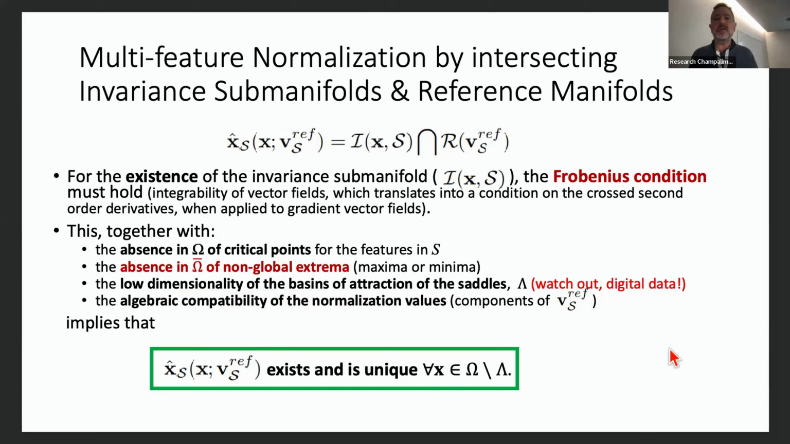When one says, okay, low dimensional, the probability is 0 because the Lebesgue measure is 0, but it's not, because you have digital data, so they concentrate on certain values. How to solve this is not a big deal. You just need to add a small perturbation. So if all these things hold, then the normalization exists and is unique, just removing this subspace of the basin of attraction of the saddles.